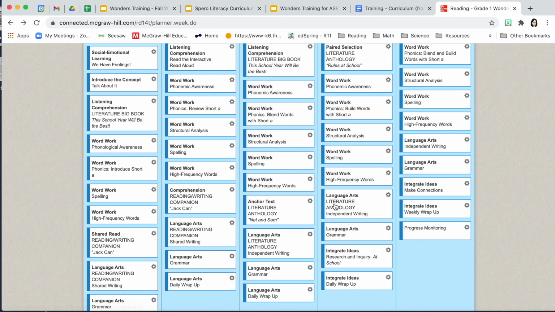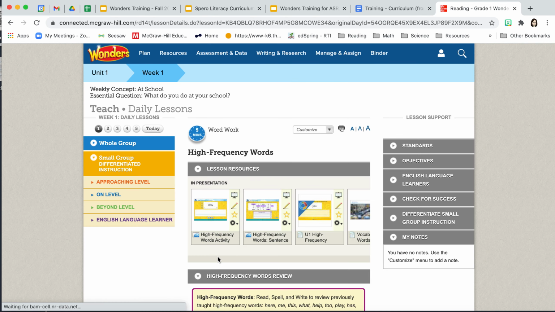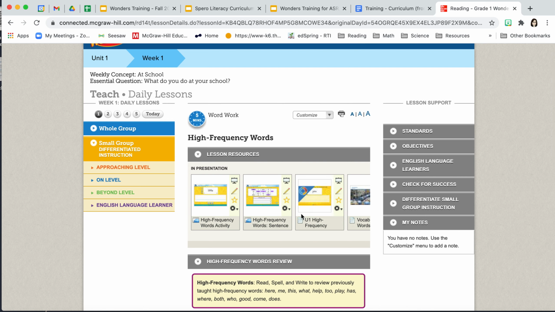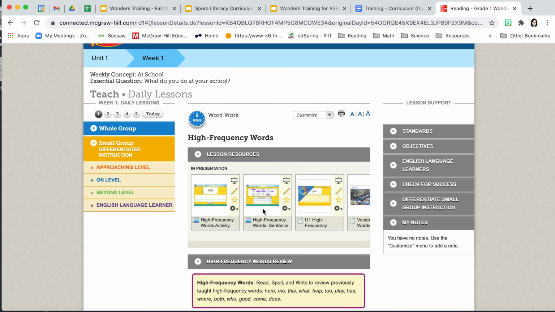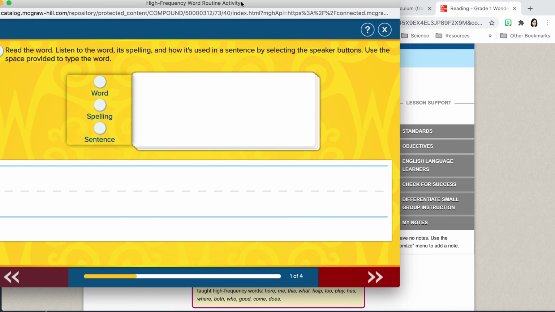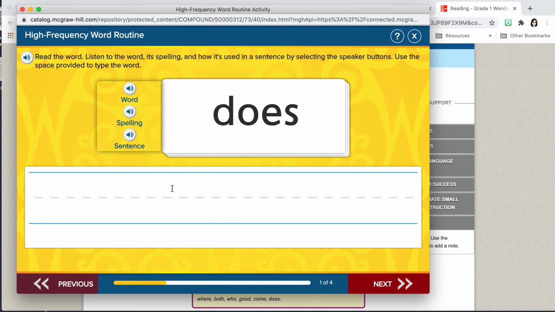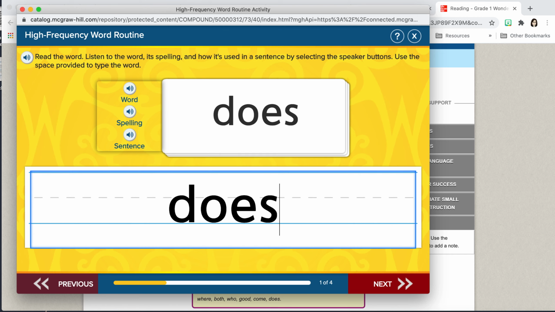And then the other area that I used a lot was the high frequency words. It's easier for me just to look at the curriculum for which high frequency words they're doing each week. But for the high frequency activities, they have a lot of interactive activities.